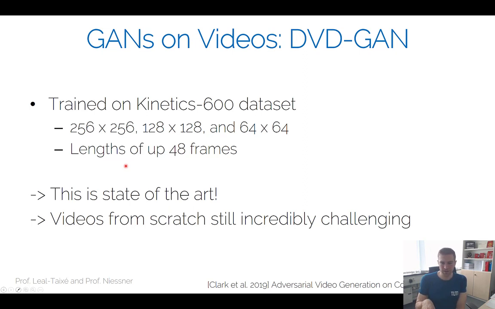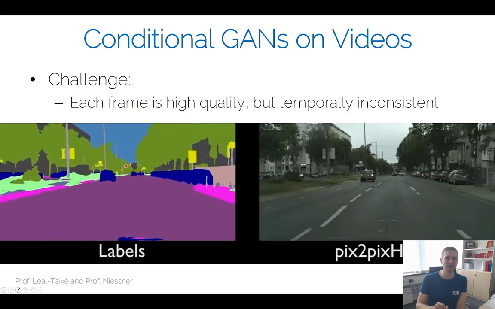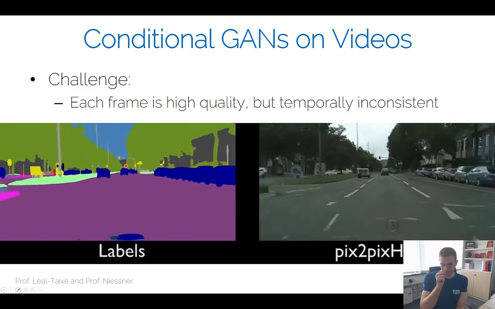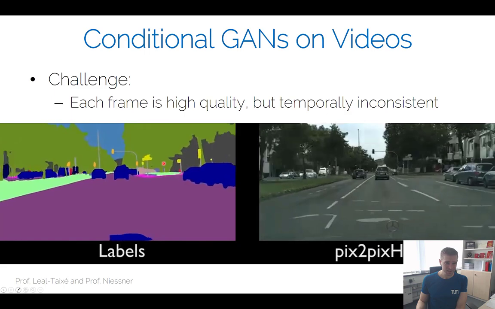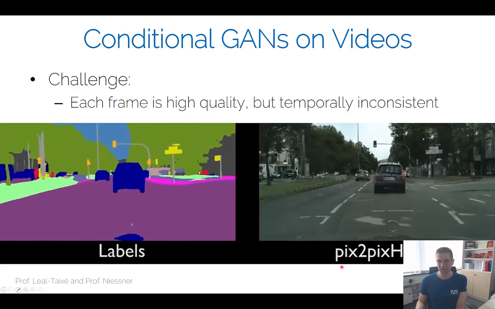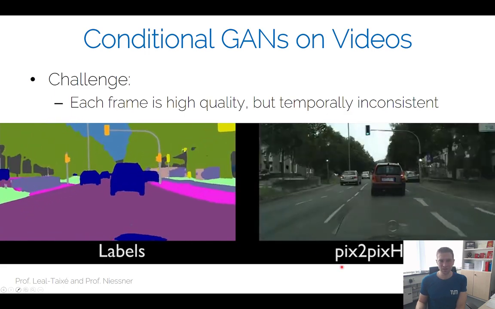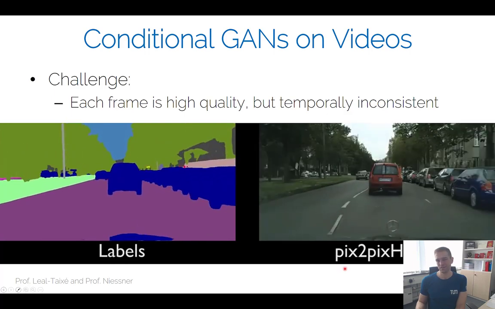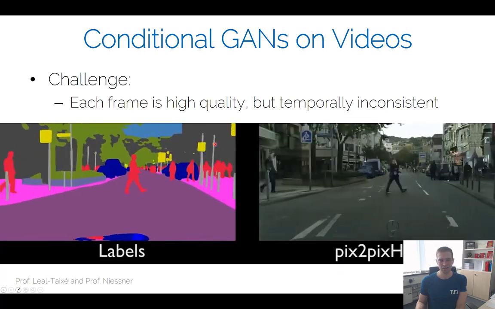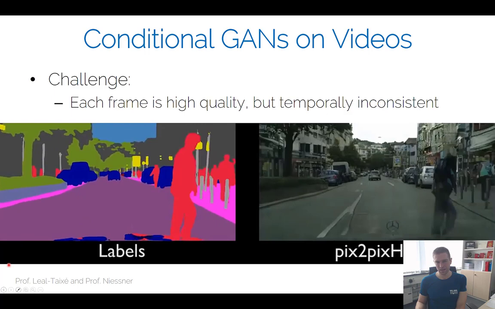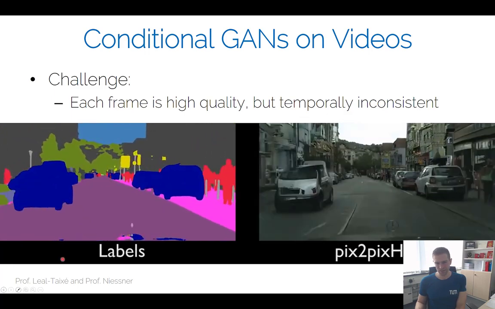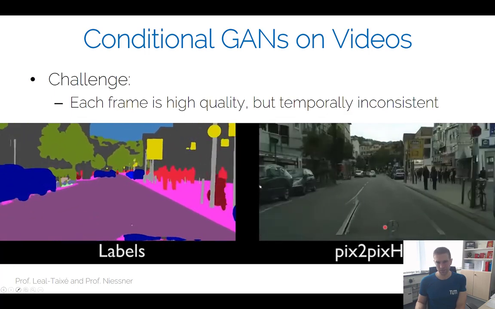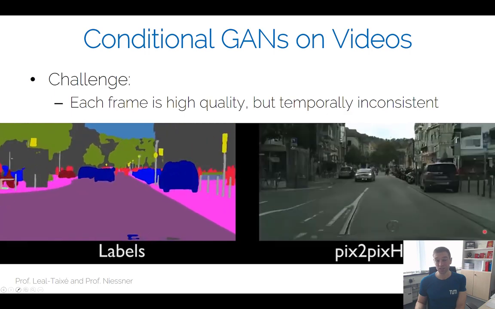I mentioned one remedy, possibly using a pre-trained manifold. There's another potential remedy. And it turns out conditional GANs are much better for videos. This is a paper, this is Pix2Pix HD here. This is run simply on a frame-to-frame basis, right? What you're doing here is you're taking the semantics as input, and you're running this Pix2Pix model from the semantics to get to here. Again, of course, it's flickering.